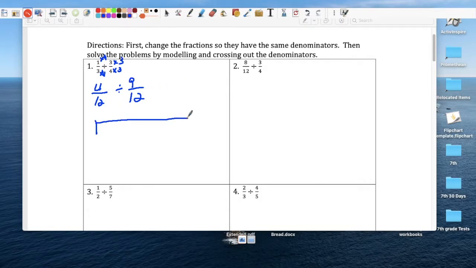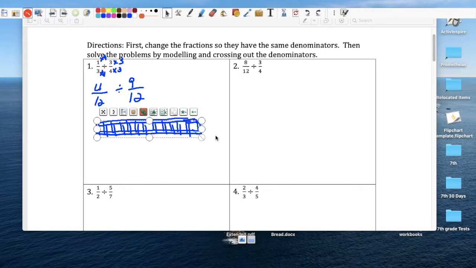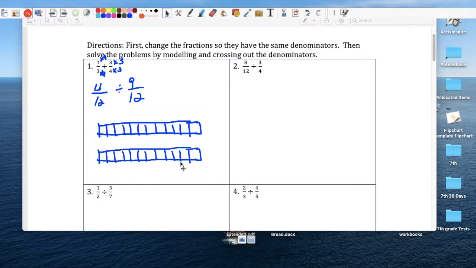So let's draw what we have. This is what I have. 1, 2, 3, 4, 5, 6, 7, 8, 9, 10, 11, 12. 12 should be a little bit smaller. Okay, so I want to shade 4, because that's how much I have. But you don't want 4. You guys, or one of you, want 9.